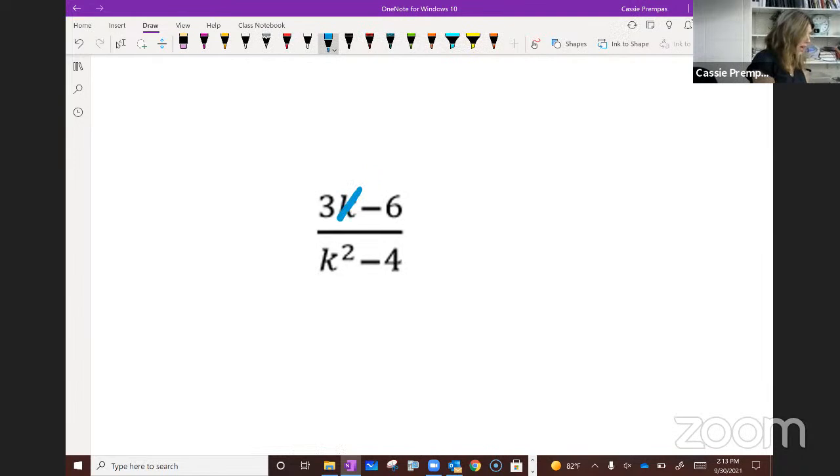Can I reduce k over the k squared? Yes. Does it have a minus sign or a plus sign next to it? Yeah, we can't because it has that minus sign. I thought it was 3 times k. Ah, yes. If it didn't have that, then we definitely could, which is always good to think about. So we know we can only cancel factors.